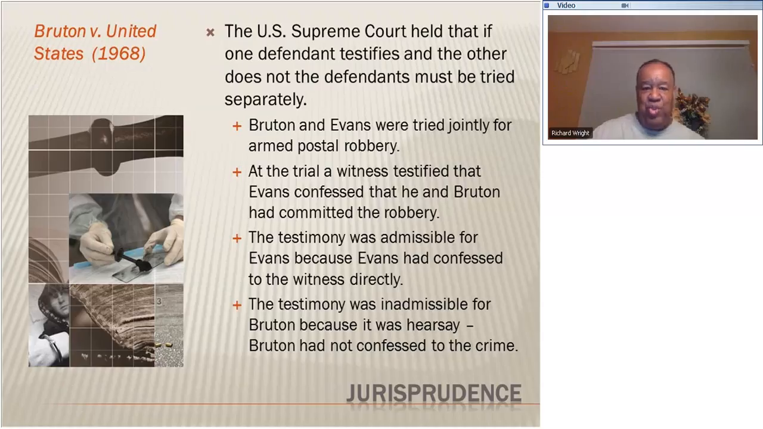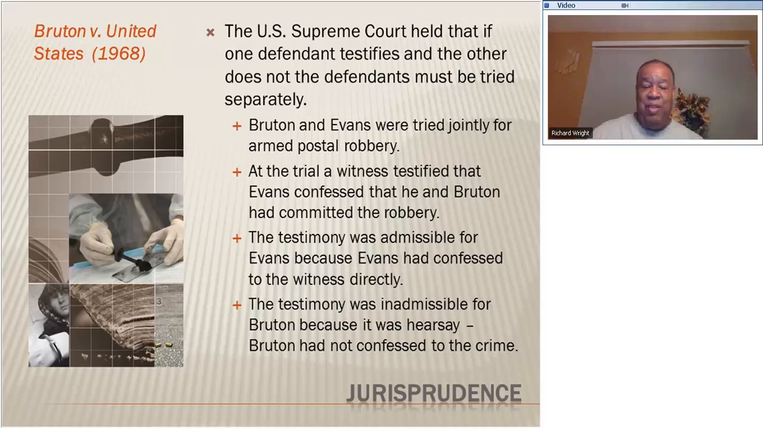Bruton and Evans were tried jointly for postal armed robbery. At the trial, a witness testified that Evans confessed that he and Bruton committed the robbery. The testimony was admissible for Evans because Evans confessed, but not for Bruton, because it would be hearsay otherwise. The testimony was inadmissible for Bruton because it was hearsay.